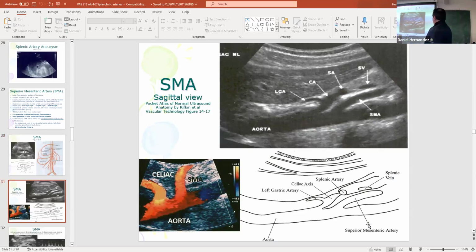So in sagittal view, we get a nice picture of the SMA coming off the anterior aortic wall. This is our best window for Dopplering. We're going to get our best Doppler angle for the SMA. For our comp, we're going to practice Dopplering proximal SMA near the origin, then we're going to try and follow it a little bit more distal, and get a second velocity measurement for mid SMA.